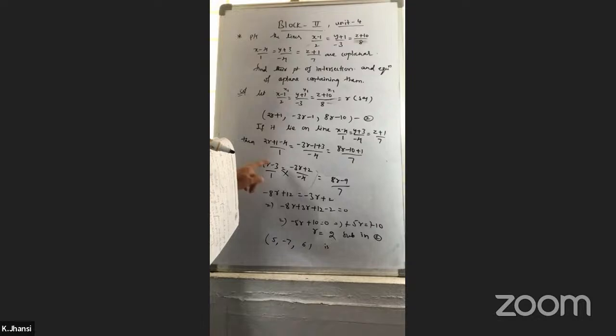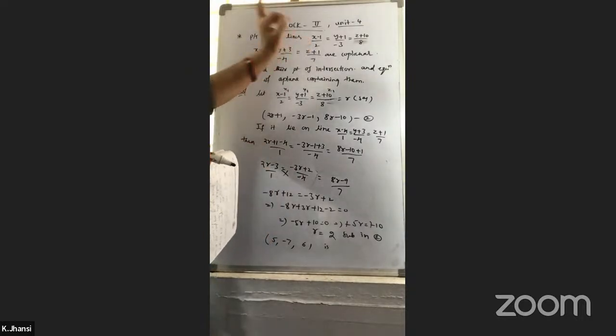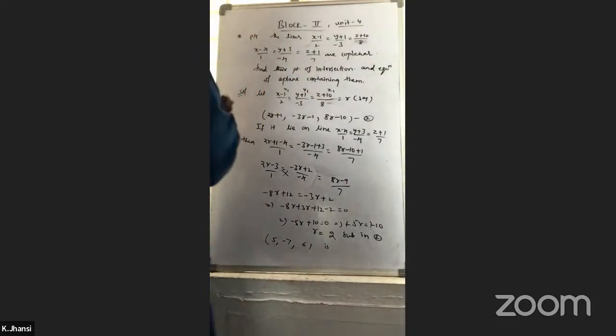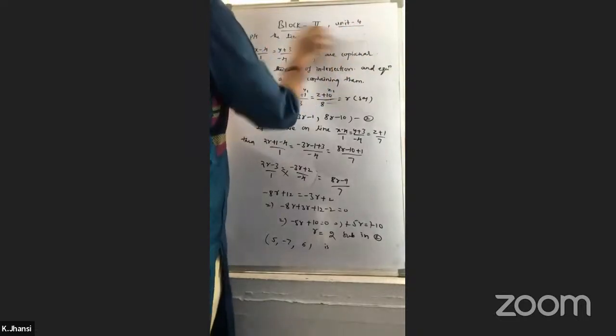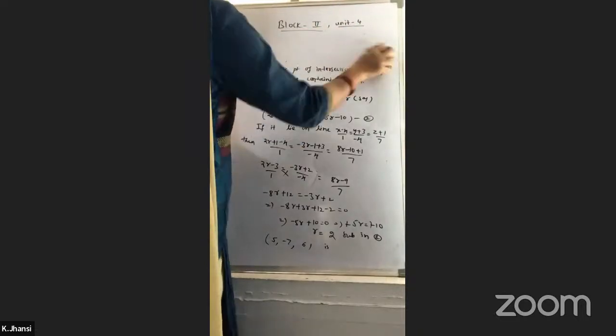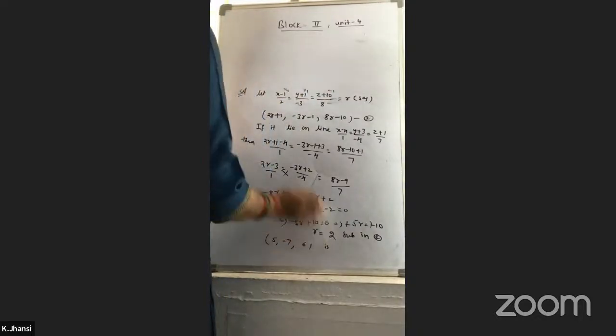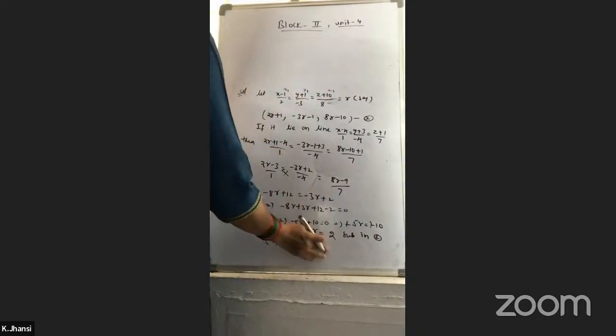So how can we say that this is the point of intersection? Here the R equals 2 value, you substitute in this one. If all the values you are getting, these three values, are the same, then this point is called the point of intersection of these two lines, and they are coplanar. This is one more condition for finding coplanarity.